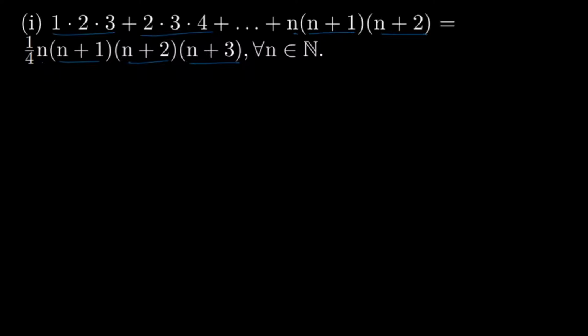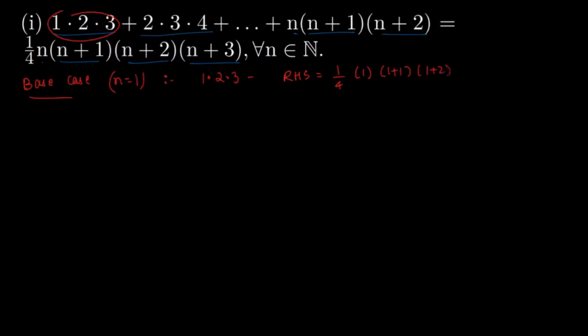Now, the base case for n equals 1, that is sorted out. The first term here is just 1 times 2 times 3. And the right-hand side, well, that is equal to 1 over 4 times 1 times 1 plus 1 times 1 plus 2 times 1 plus 3, which surely is just equal to 6. On both sides, you have the same thing.